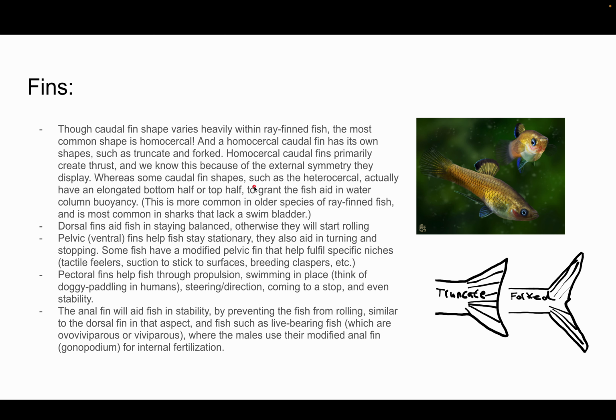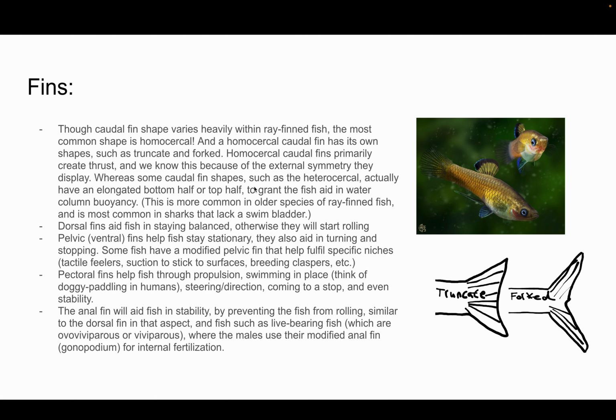So now we're going to talk about fins. Though caudal fin shape varies heavily within ray-finned fish, the most common shape is homocercal. A homocercal caudal fin has its own shapes, such as a truncate and forked shape. Homocercal caudal fins primarily create thrust, and we know this because of the external symmetry they display. Whereas some caudal fin shapes, such as the heterocercal, actually have an elongated bottom half or top half.